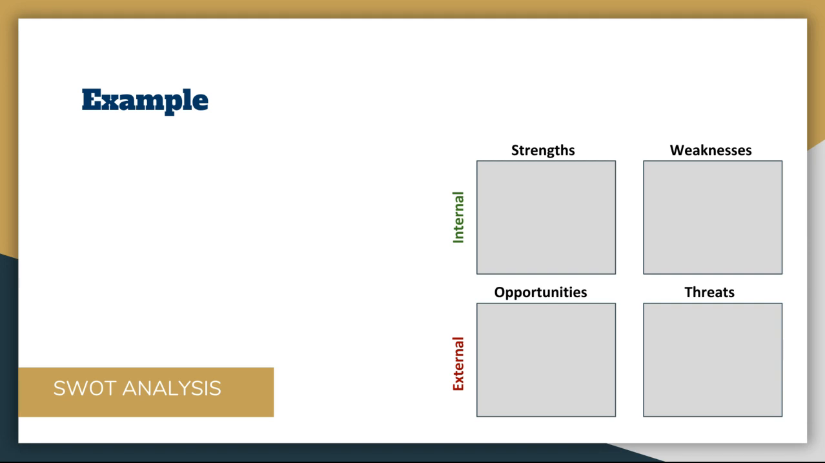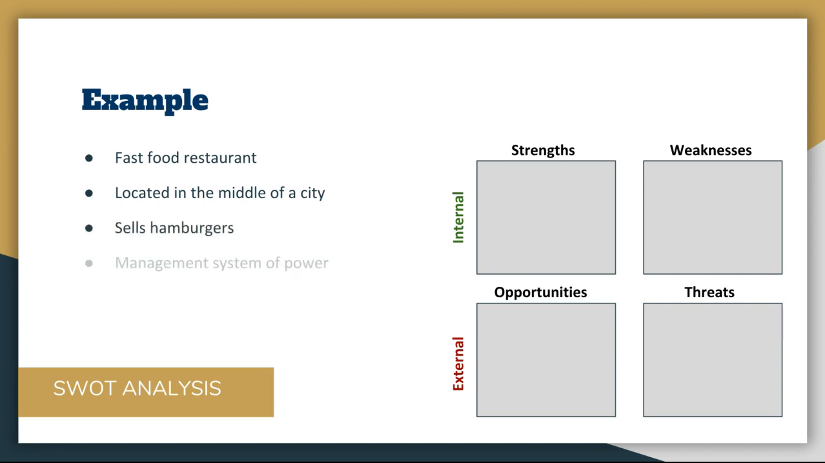Okay, so to get a better understanding of how to write up a SWOT analysis, I'm going to provide an example. So in this instance, we're going to do a fast food restaurant. Let's say they're located in the middle of a populated city. And they sell hamburgers and have a management style of power. And let's say they're American styled.